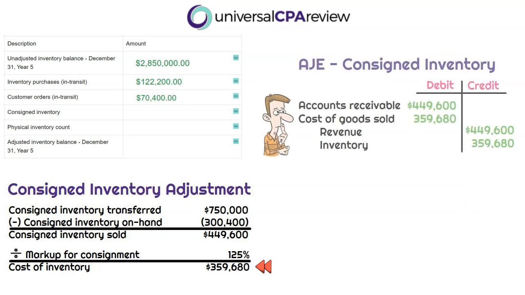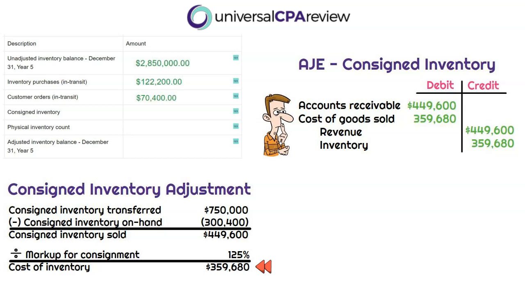So if we remove the markup by dividing by 125%, then we get to the cost of inventory, which is $359,680. So for the adjusting journal entry, to record the actual revenue and accounts receivable, we would debit accounts receivable for $449,600 and then credit revenue for the same amount. Now, since the inventory was sold, we need to remove that consigned inventory from our balance sheet, which is why we credit inventory for the cost of that inventory, which is $359,680, and then we also need to record the cost of goods sold for the same amount.